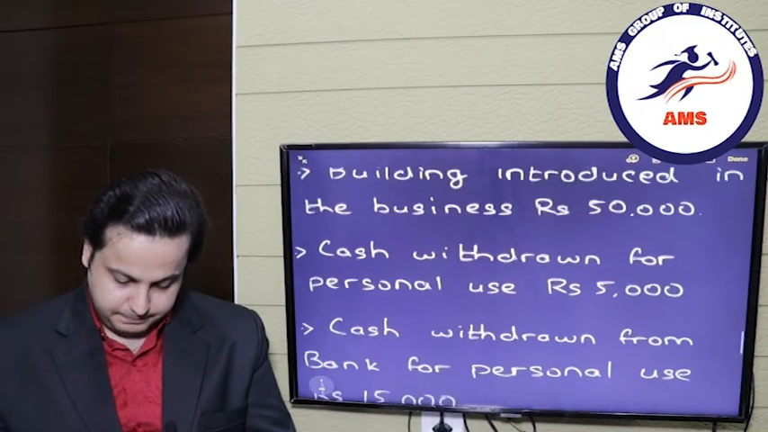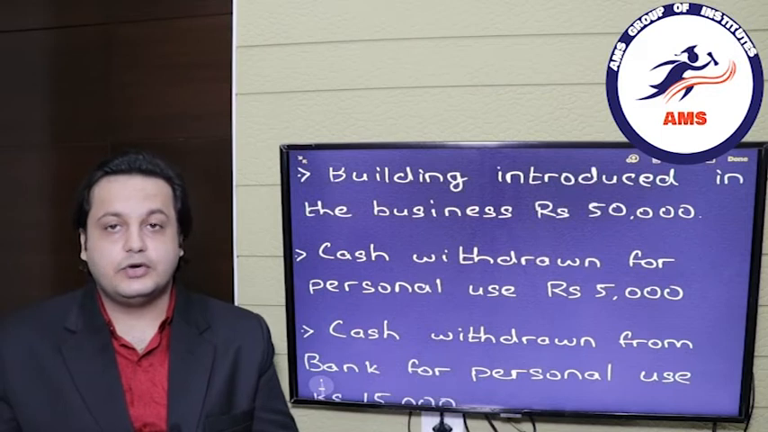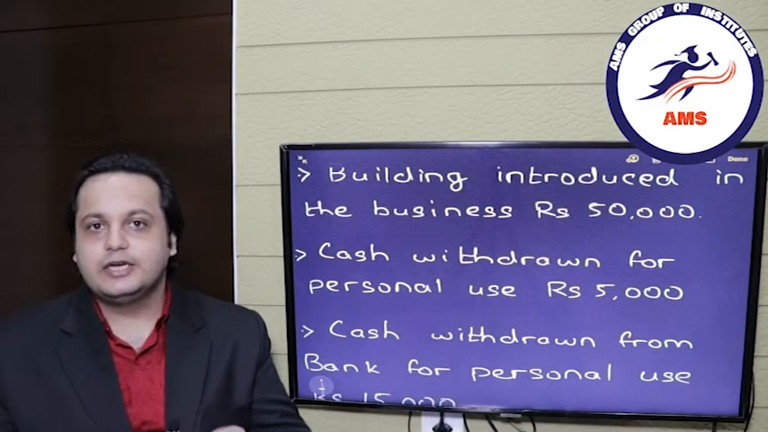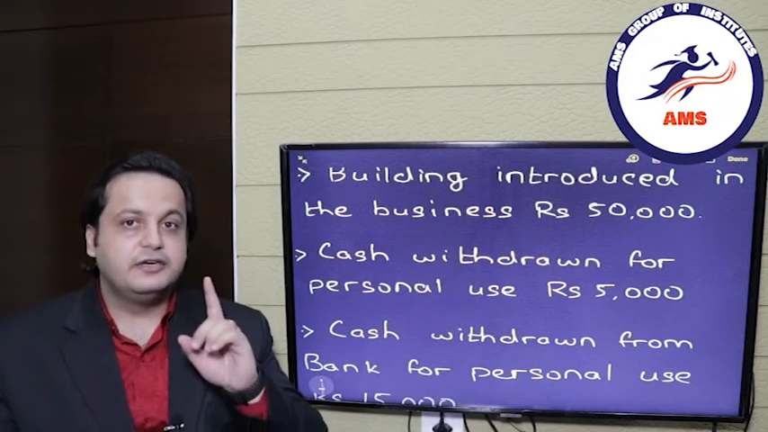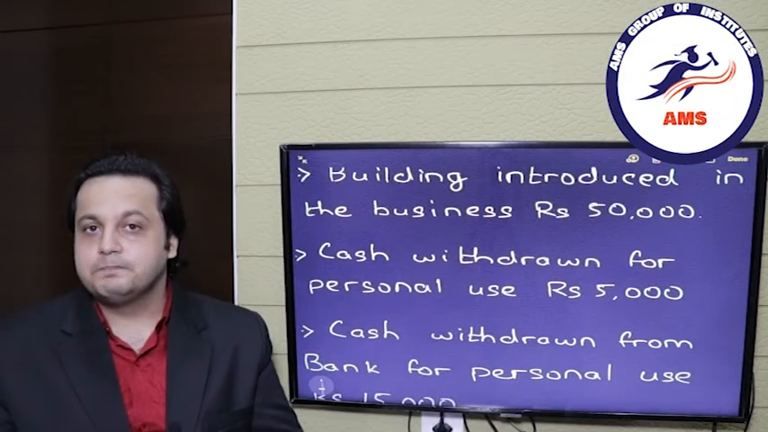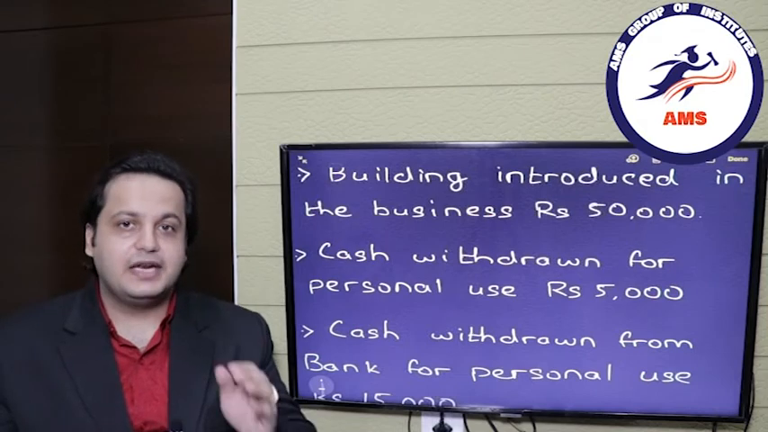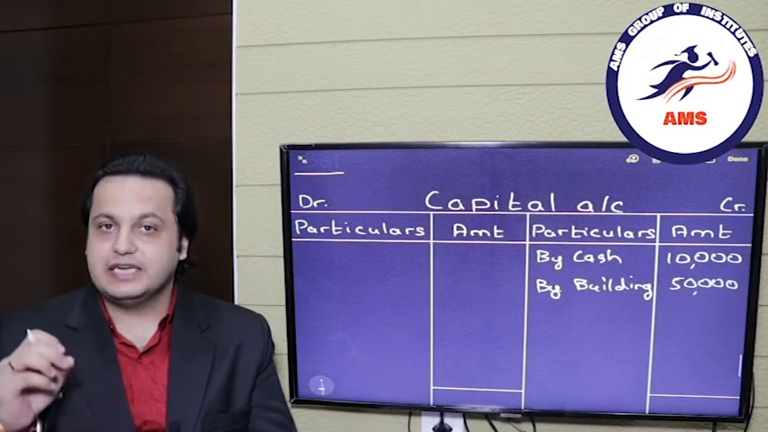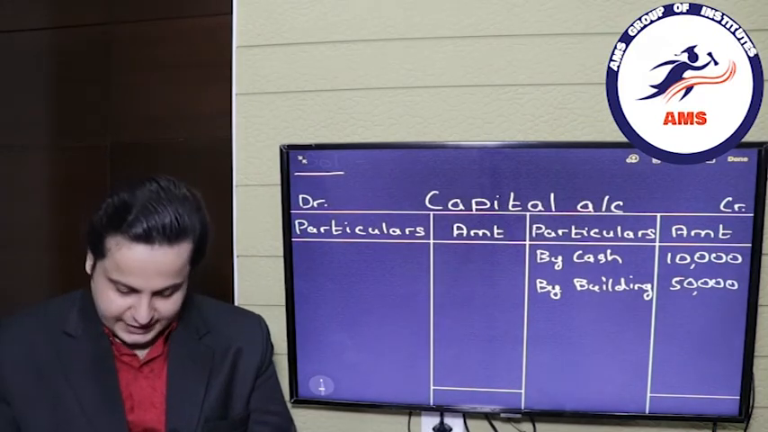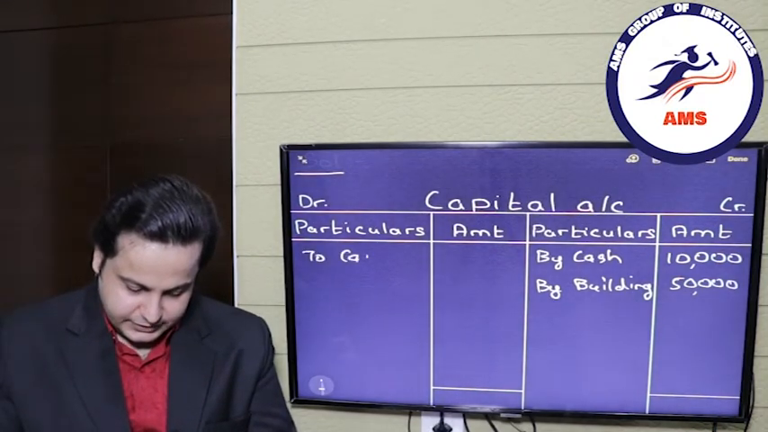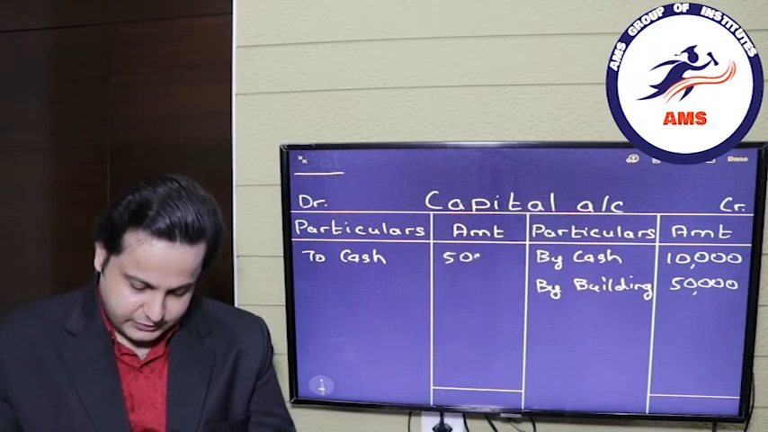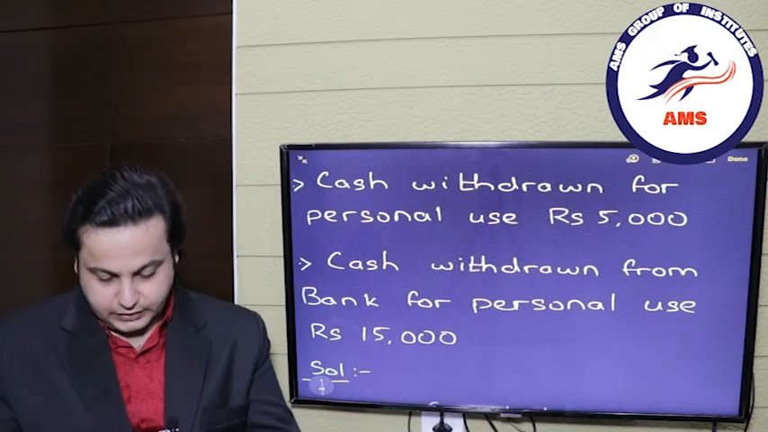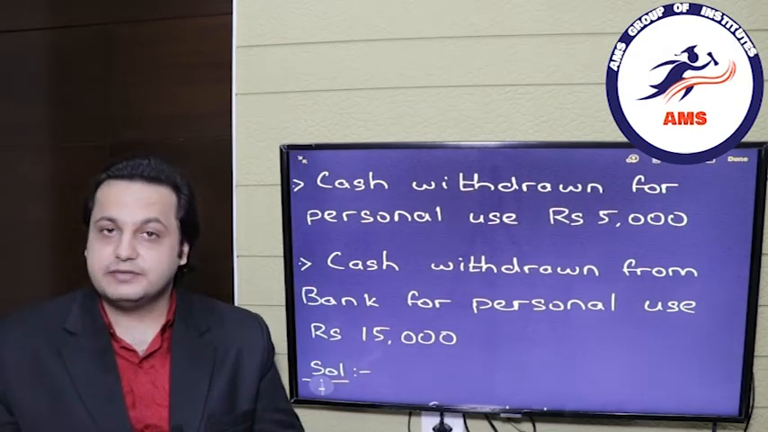Let's move forward. Next is cash withdrawn for personal use, rupees 5,000. In this, the owner is withdrawing 5,000 rupees cash from the company for his personal use. So the entry will be by capital account debit to cash account credit. So since capital is being debited, we will post it on the debit side. To cash, rupees 5,000.